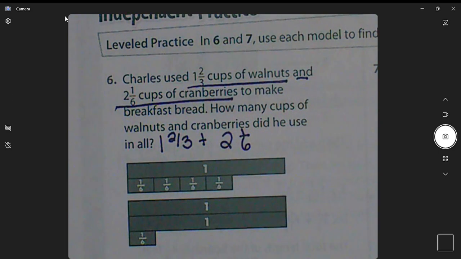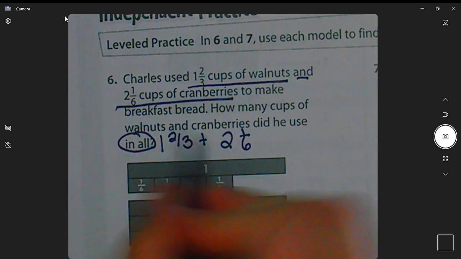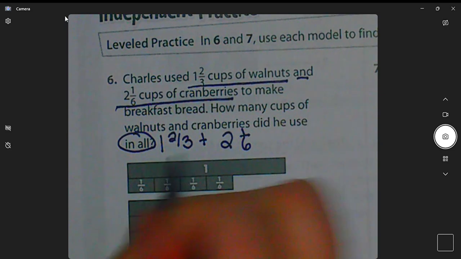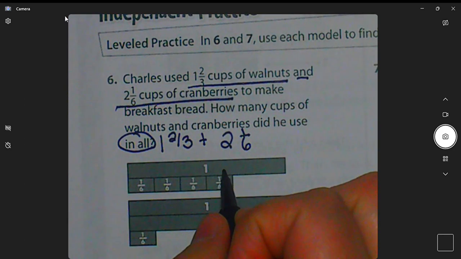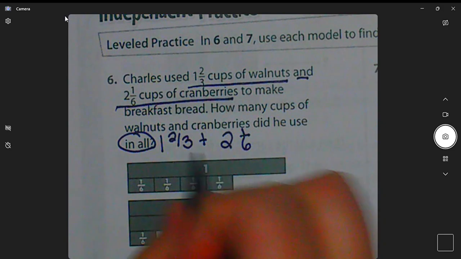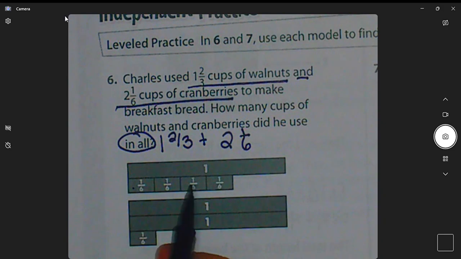Do you agree with the problem that I found? What tells me I'm adding? What key word did you see in our question that tells me I'm adding? Right, in all. In all tells me I'm going to add. So, I'm going to change 1 2/3 into 6ths. So they're telling me from 3 to 6 is 2. It takes 2 3s to make 6. So 2 times 2 is 4. 1, 2, 3, 4.